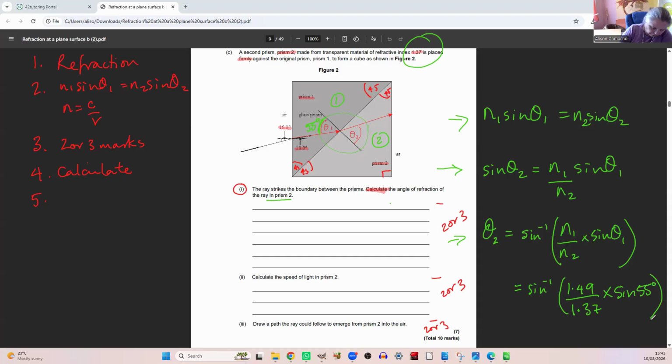Now if I make my sum look like that on my calculator, so if I do shift and then sine, and I've got an open bracket, and then I put in my fraction, and then I do 1.49, and then I move down, and I do 1.37, and then I move across, and then I do times, and I do sine, and I do 55, and I close my brackets, and then I close my brackets again, and then press equals, and I get, it's all in one go, 62.99 degrees, which is approximately 63 degrees.